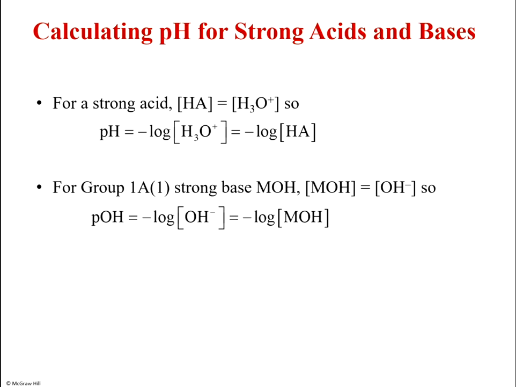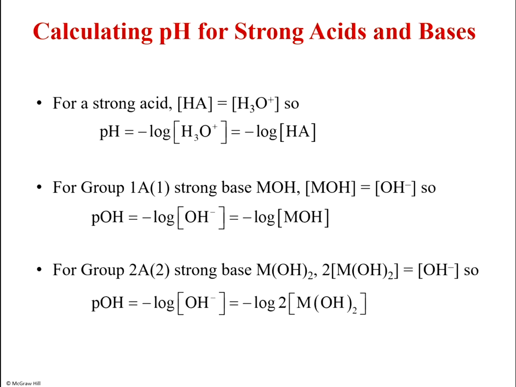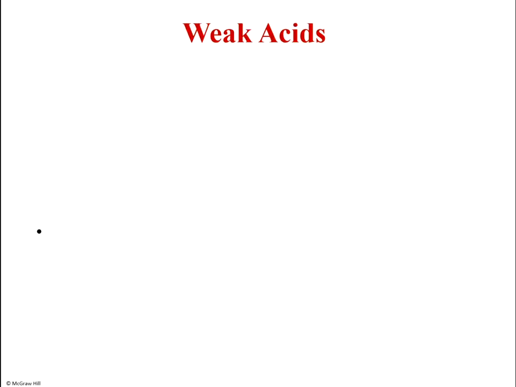For group 1 metal strong bases, the metal hydroxide you deliver in solution is the hydroxide that will be in solution, so pOH is minus the log of the OH. For group 2 strong bases, we need to add a factor of 2 because there are 2 hydroxides for each metal. So pOH is minus the log of 2 times the metal hydroxide concentration you delivered into solution.